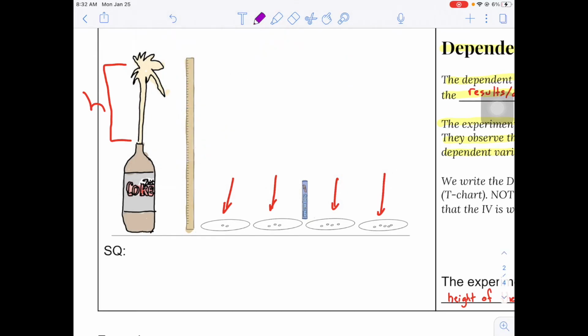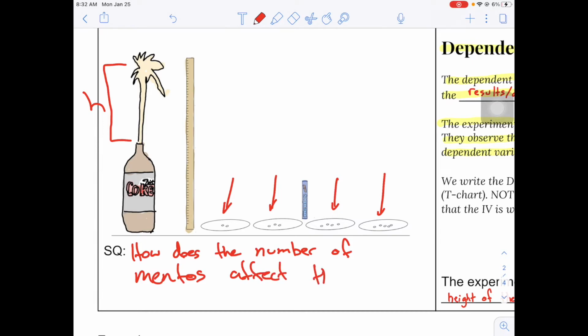It would be something like, how does the number of Mentos affect the height of the Coca-Cola spout? Good. So that would be the scientific question here. Oop, I always forget my question marks.